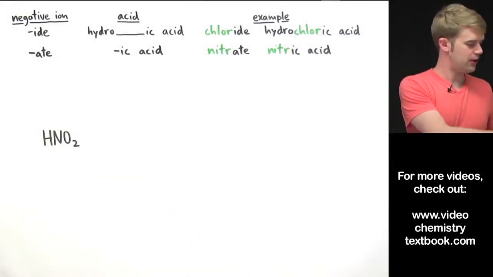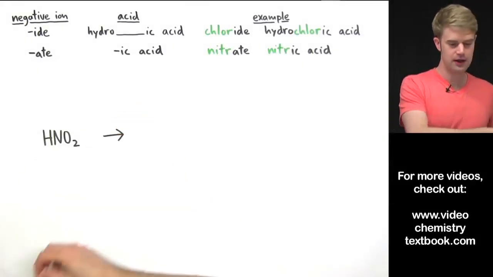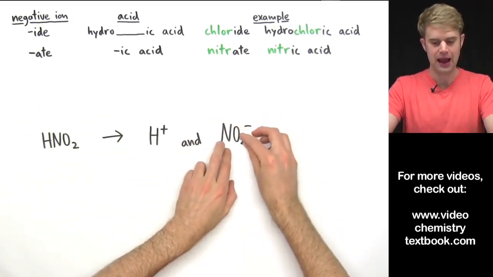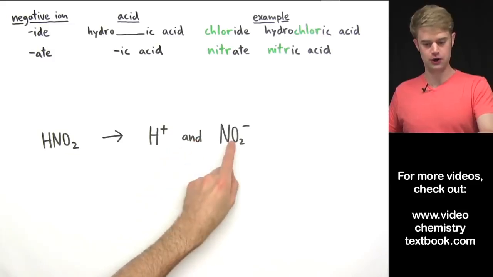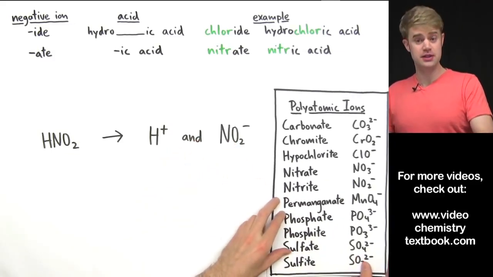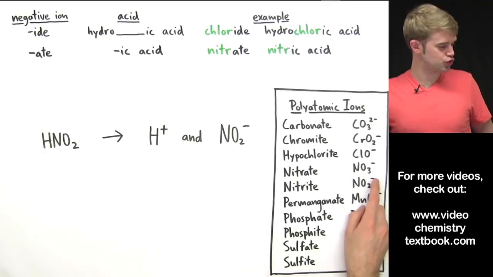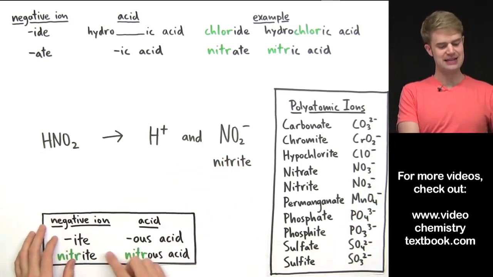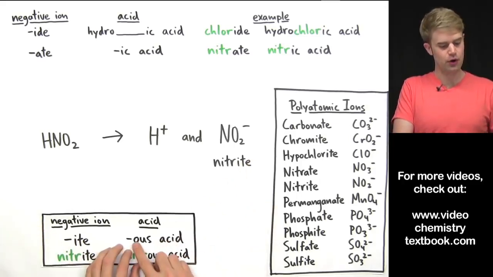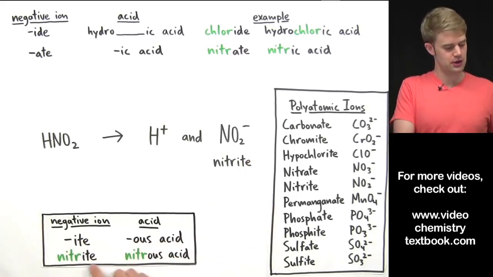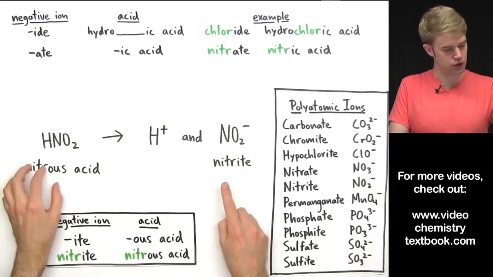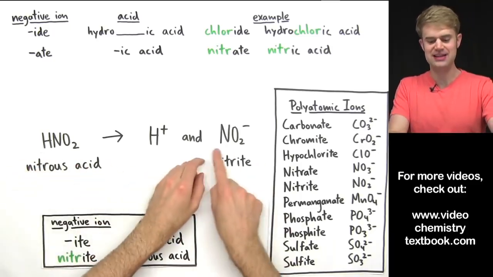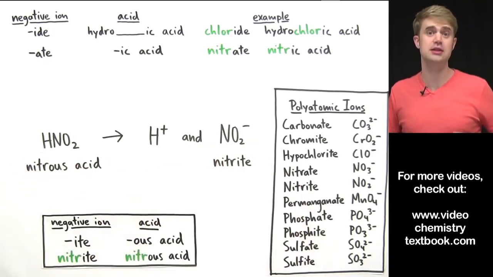Here we have HNO2. We're going to break this apart into H plus, and then the polyatomic ion, which is everything else, NO2 with a 1 minus charge. NO2 1 minus, what's the name of it? It is nitrite. And the rules that we use to name these are that if it ends in ITE, you remove the ITE and then you put OUS acid. So we go from nitrite to nitrous acid. So nitrous acid is what we call the acid that contains nitrite as its negative ion.